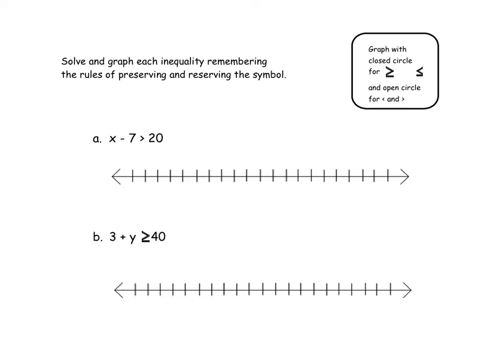All right. We started practicing this yesterday, solving inequalities, very similar to solving equations. We want to get back to what x is, so we are going to get rid of that -7 and add 7. So x is all numbers greater than 27. And here, we want to get the y by itself. So we have to get rid of that +3, so we're going to subtract 3. So y is all numbers greater than or equal to 37.